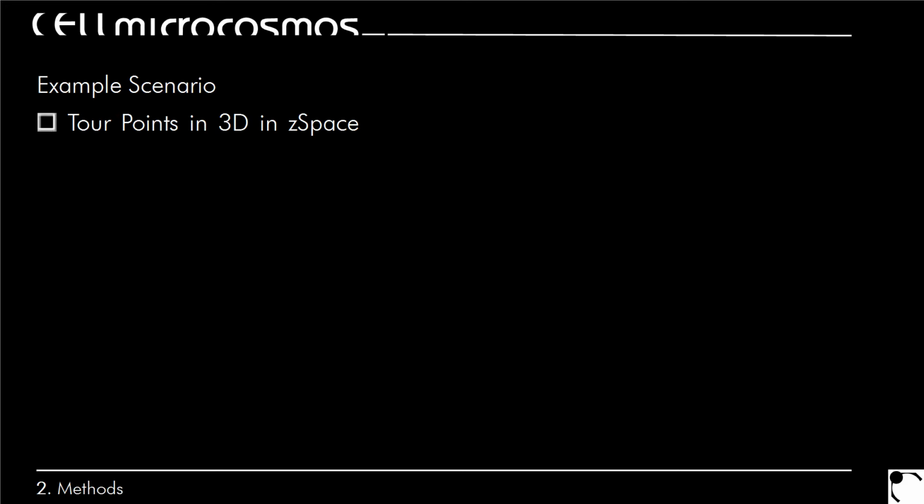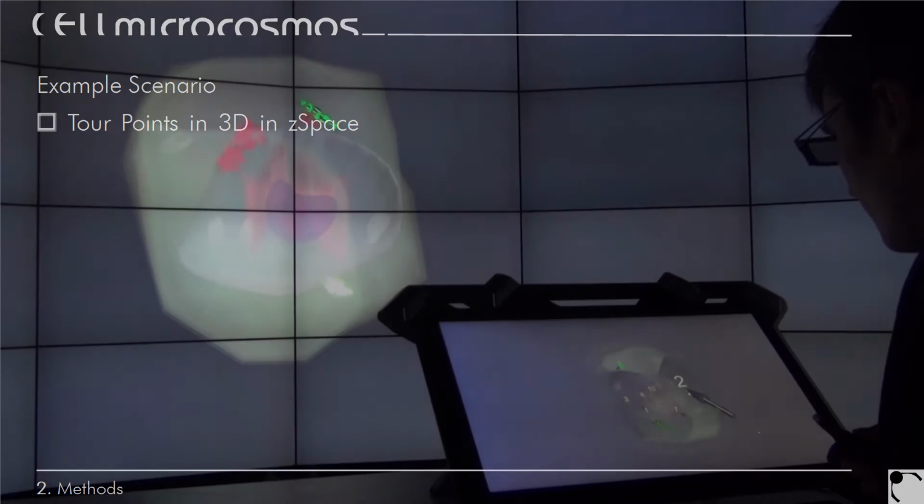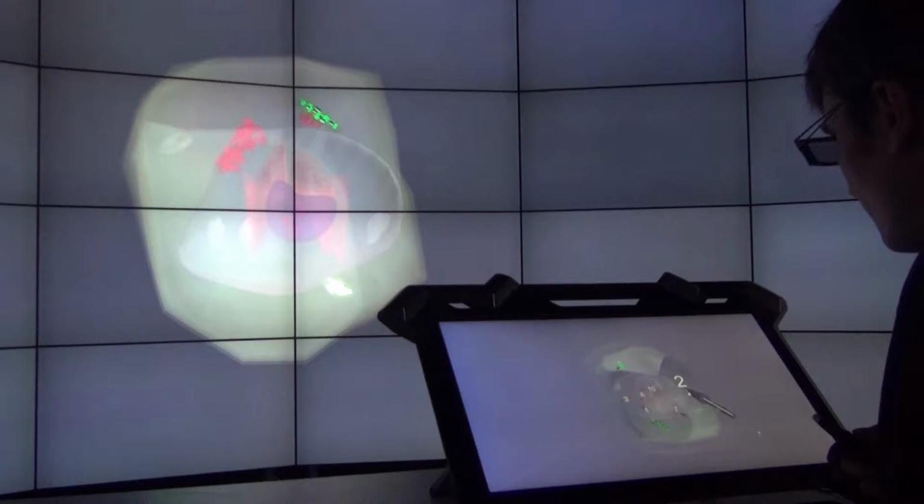So, and now we come to our example. You need the glasses again. So this is actually now the tour points in 3D by using the zSpace. Yeah, so here you see sitting in the cave with the zSpace, and you see here actually the space map.